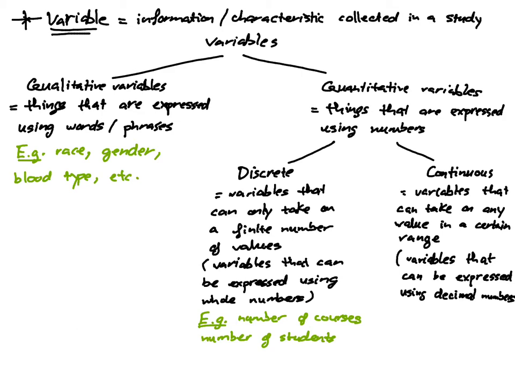So for example, you have things like weight, right, height, income, temperature, and so on and so forth. Okay.